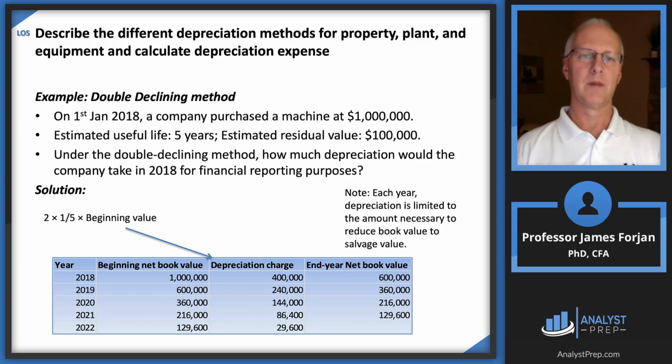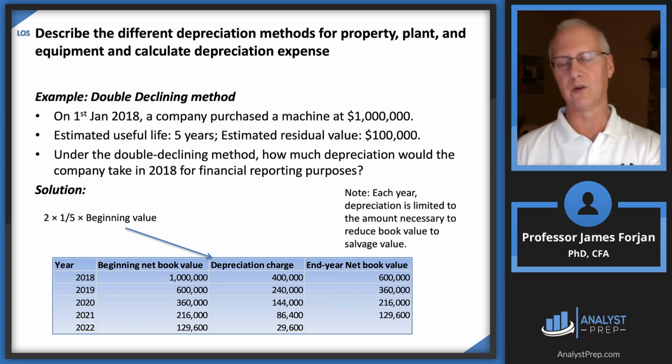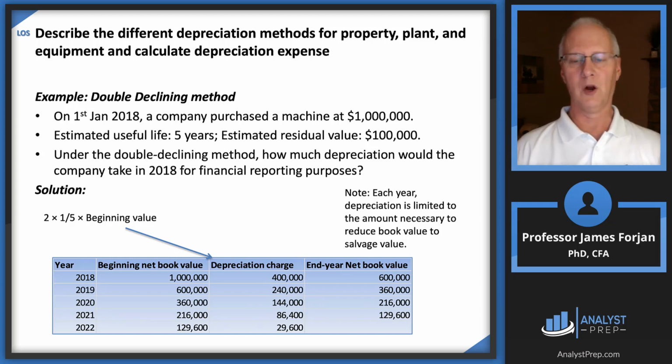And so think about this. This really is an accelerated depreciation method. I mean, look, you start with 400 in year 2018, and 4 years later, in the year 2022, you're only depreciating about 30,000 of the asset. So clearly, this is an accelerated depreciation method. So the firm is going to get lots and lots of a lower tax liability early on, and less of a lower tax liability later on.